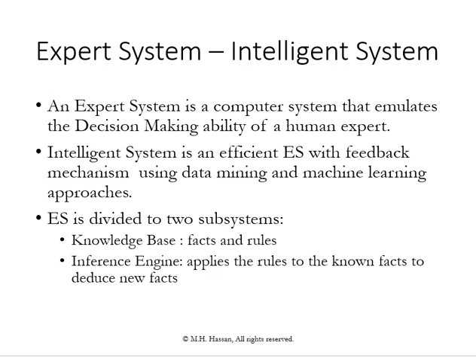What's an expert system, and what's the difference between an expert system and an intelligent system? An expert system is a computer system that emulates the decision-making ability of a human expert. An intelligent system is an efficient expert system with a feedback mechanism, using data mining and machine learning approaches.